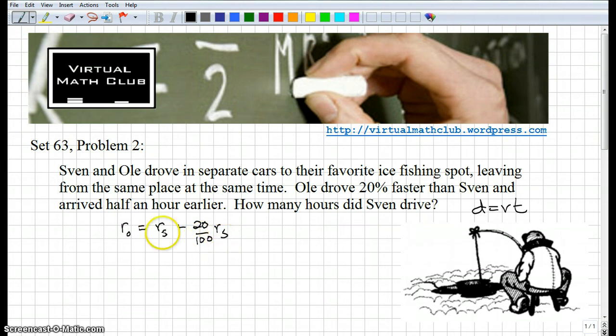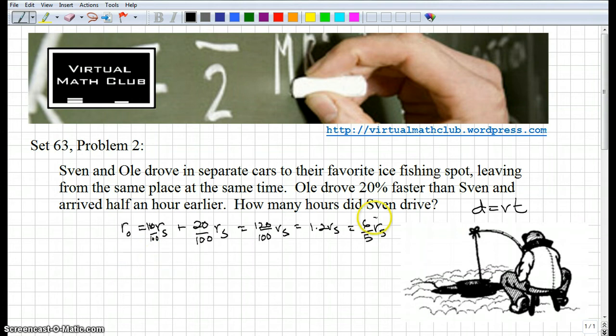Now I can rewrite this. We essentially have one RS, or I could write this as 100 over 100 RS. So I could write this as 120 over 100 RS, or I could just go straight for 1.2 RS, or I could write that as 6/5 of RS. So this relates Ole's speed to Sven's speed, and basically says that Ole is driving 20% faster than Sven.